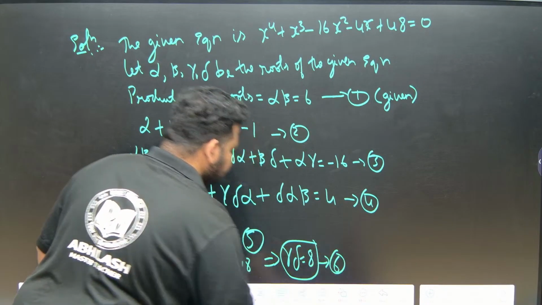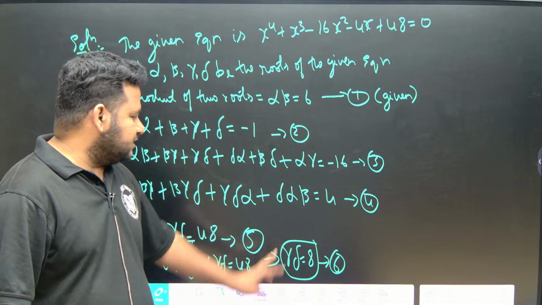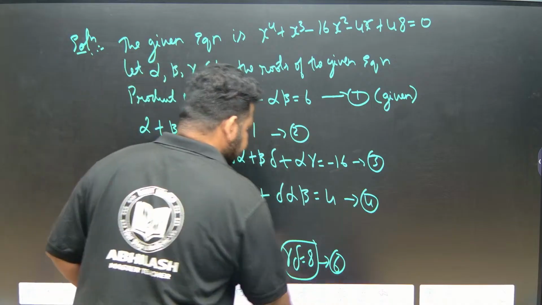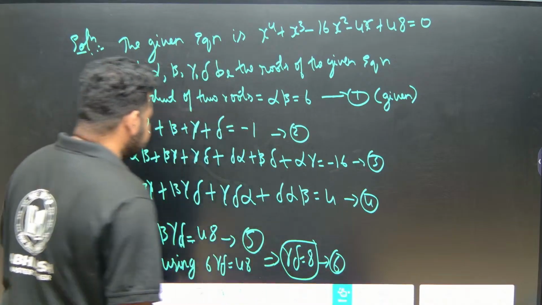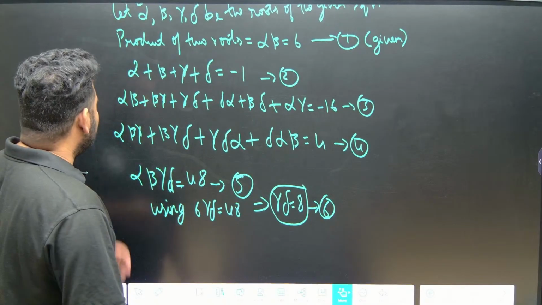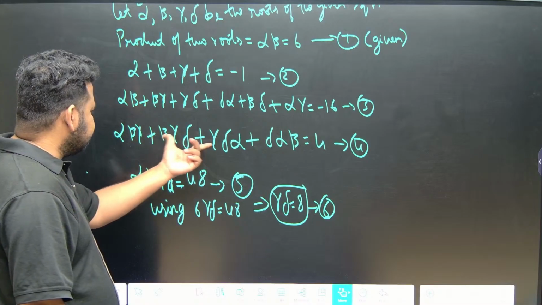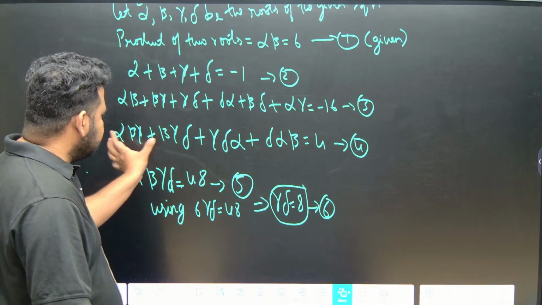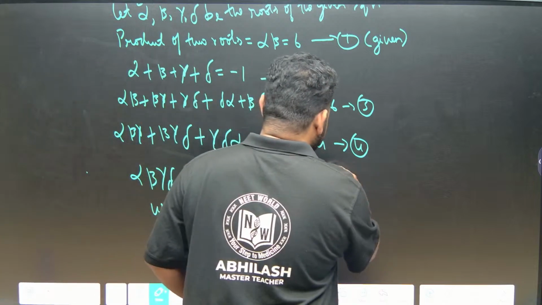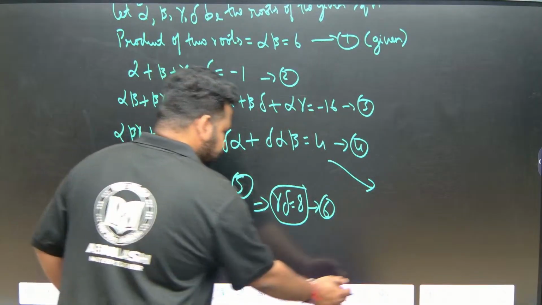This is 6. So we got gamma delta is equal to 8, this is equation 6. Now further, what do we have to do? See here, now we got gamma delta, and alpha beta we got. Now what can I do here, friends? I can take something common. Let us consider this. Let me write it here itself.